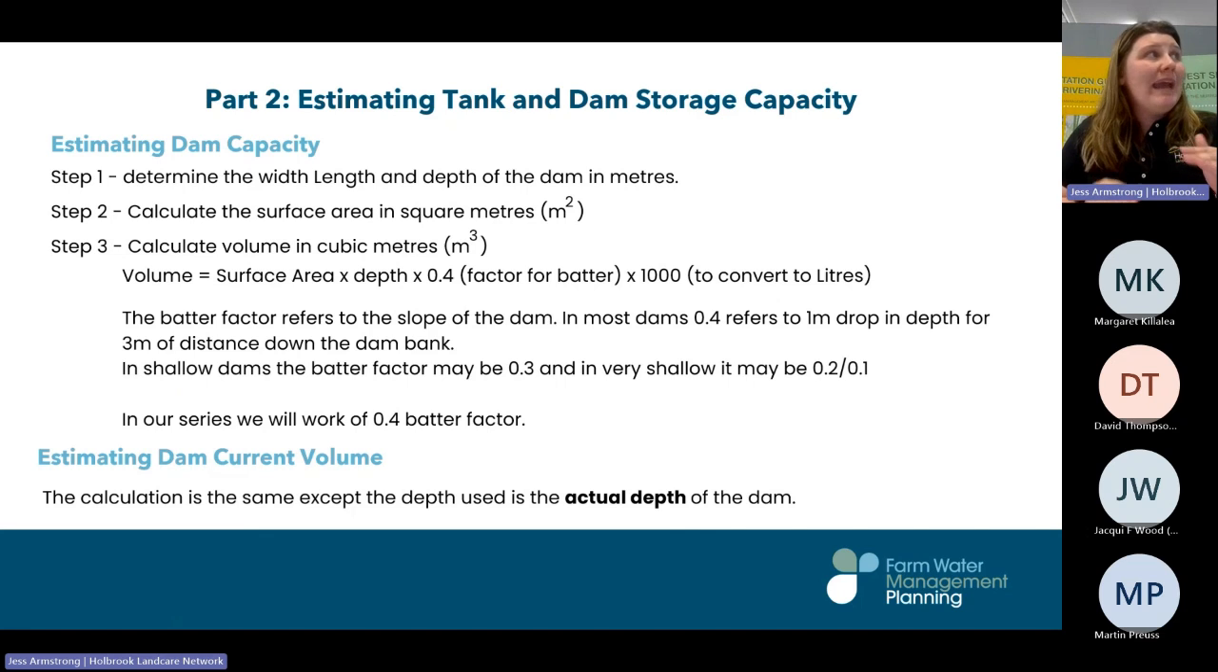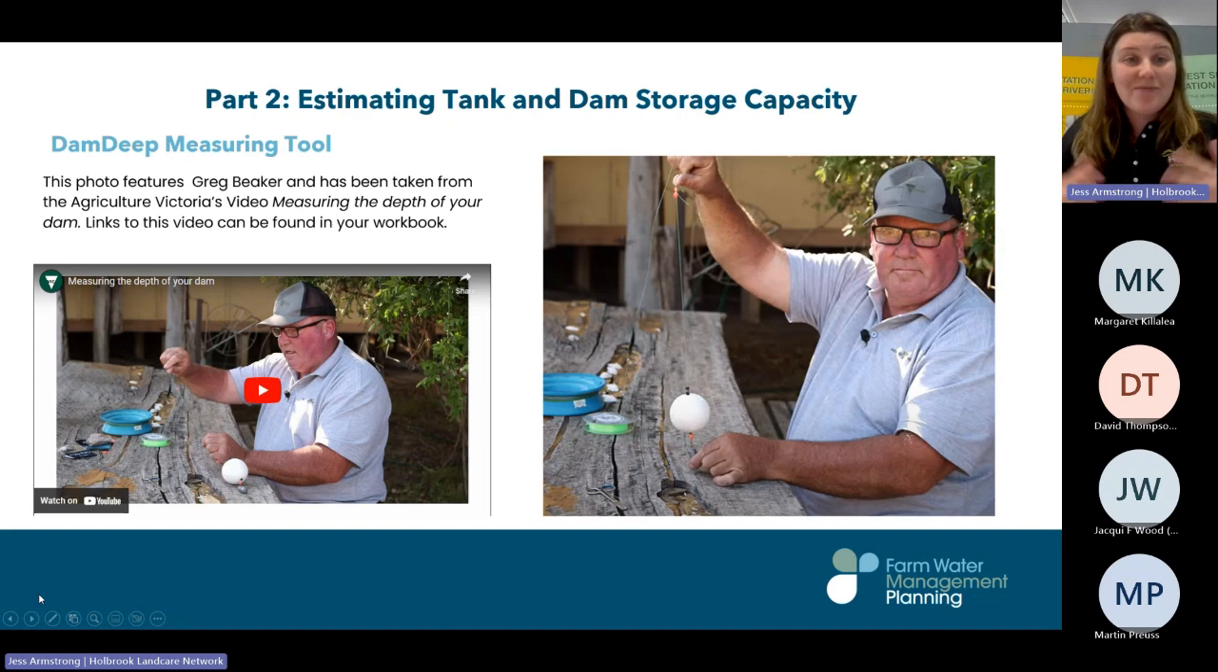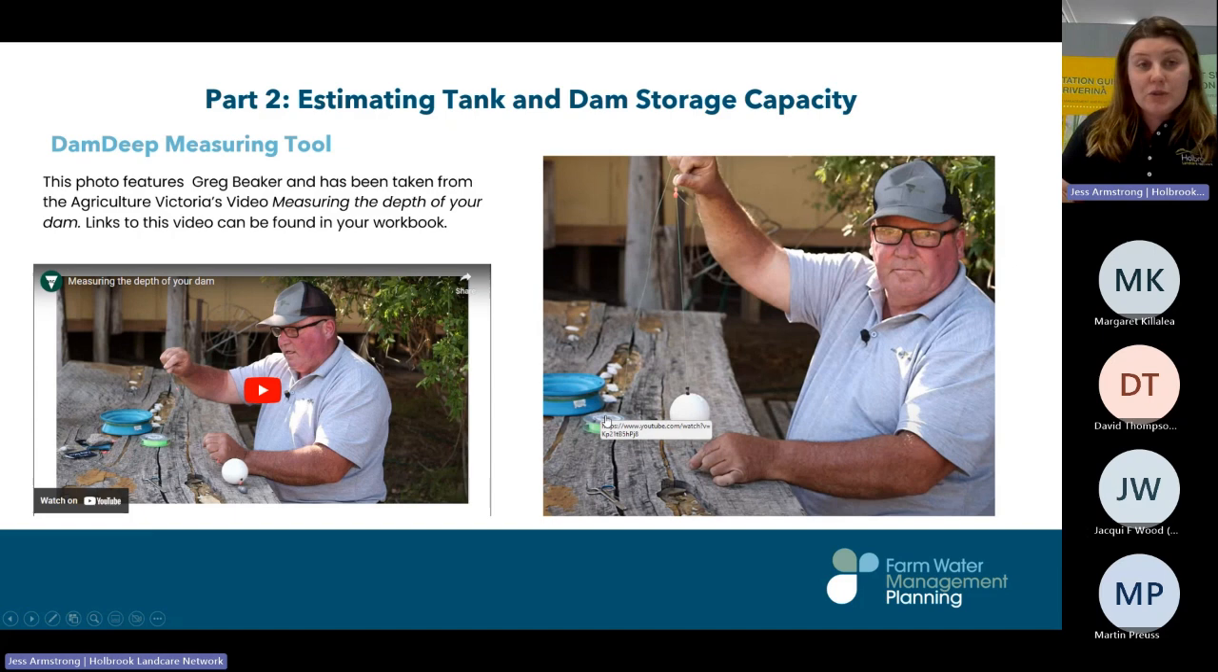Estimating our current volume differs from estimating capacity in that we're using the exact same calculations, except instead of the maximum depth, we're using the actual depth of our dams. So we're getting out and having a crack at determining what the depth is. We can do that by using something as simple as a dam deep tool. I won't play the video because I'm just not having enough time as I had hoped, but the dam deep tool is a really simple tool.